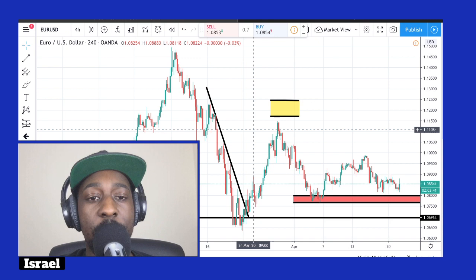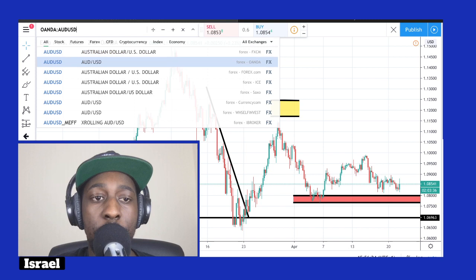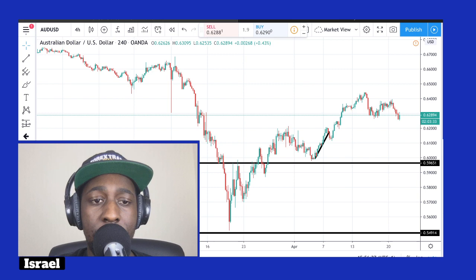Okay, so let's look at a currency to start. Let's look at the Aussie dollar. You should be able to see my chart properly. Everything should be clear for you. Just give me 2 seconds just to make sure everything's working fine. Yep, everything seems to be working fine.